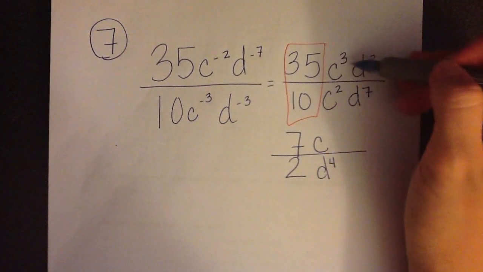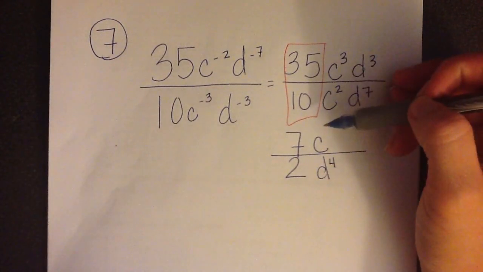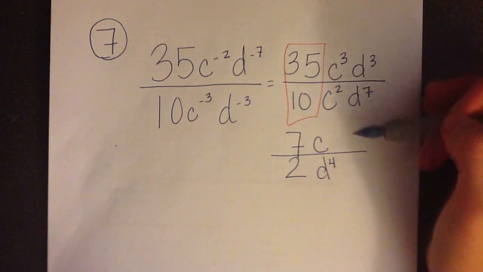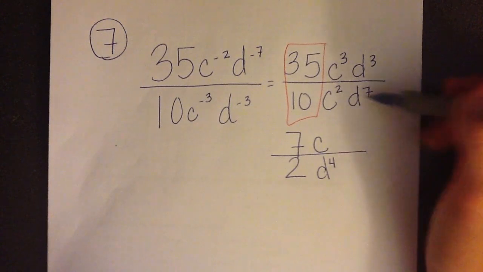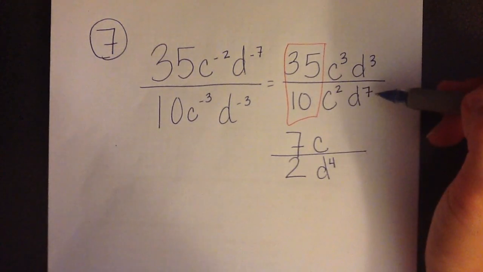So that's the subtraction property. 3 minus 2 is a 1. 7 minus 3 is 4, and it's on the bottom because the bigger number is on the bottom.